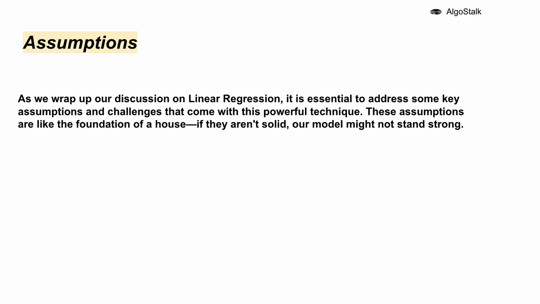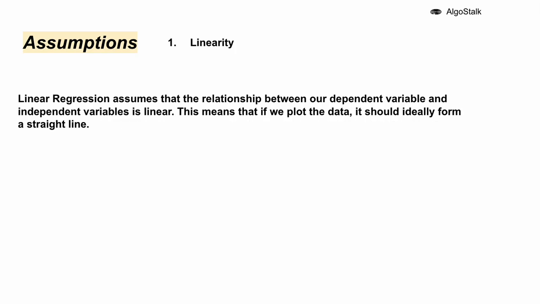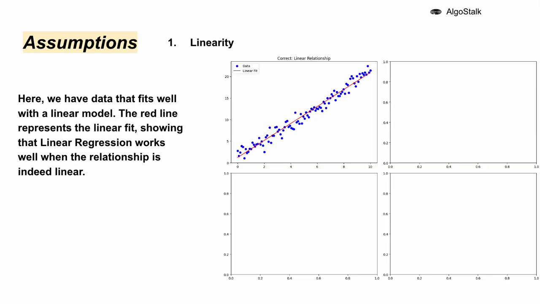As we wrap up our discussion on linear regression, it is essential to address some key assumptions and challenges that come with this powerful technique. These assumptions are like the foundation of a house. If they aren't solid, our model might not stand strong. First, linearity. Linear regression assumes that the relationship between our dependent variable and independent variables is linear. This means that if we plot the data, it should ideally form a straight line.